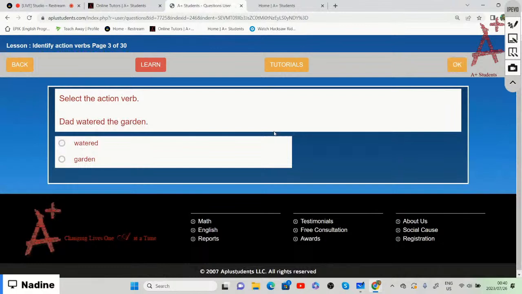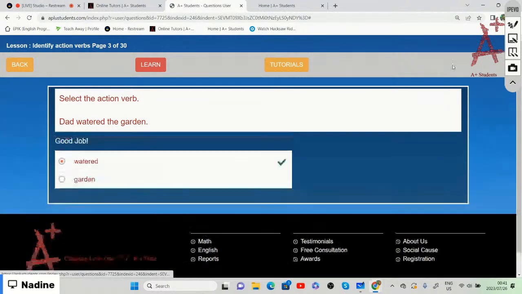Dad watered the garden. We need to select the action verb within that sentence. Is it watered or is it garden, right? We need to select the correct action verb within the sentence that tells us what dad does. And we can say that dad watered the garden, right? It shows us what dad does. So watered.